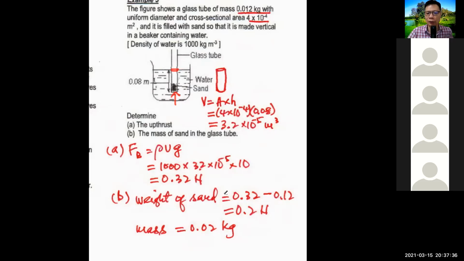Okay, trying to figure it out now. Make sure you understand. I'll say it again one more time, you all listen in case you missed it just now. After you calculated, you get the buoyant force is 0.32 Newton. You must know, object displaces its own weight, means buoyant force is 0.32, means the weight of the glass tube plus the weight of the sand must equal 0.32. Now to find the weight of the sand, you take total weight 0.32 minus the weight of the glass tube. Glass tube mass is given. When mass is given, you can find the weight by multiplying by 10. So you get 0.12 Newton. This is the weight of the glass tube. So you minus, you get the weight of the sand, 0.2. Now you are asked to find the mass of the sand. From weight to find mass, you divide by 10. 0.02 kg. Okay?